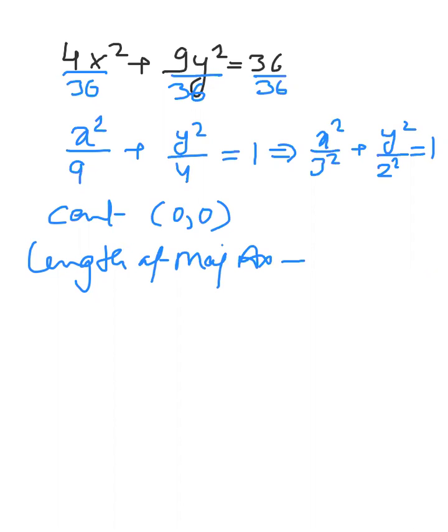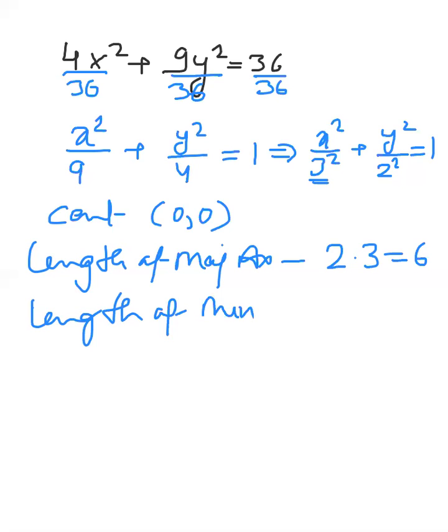Length of major axis will be 2a, and a is 3, so it is 6 units. Length of minor axis is 2b. b is 2, so that will be 4. So we have got the length of major axis and length of minor axis. Now we need to find the focus.